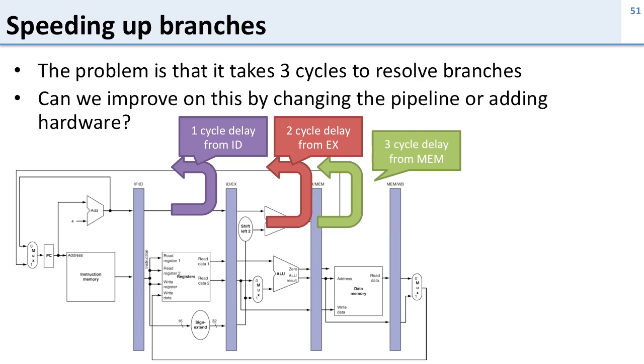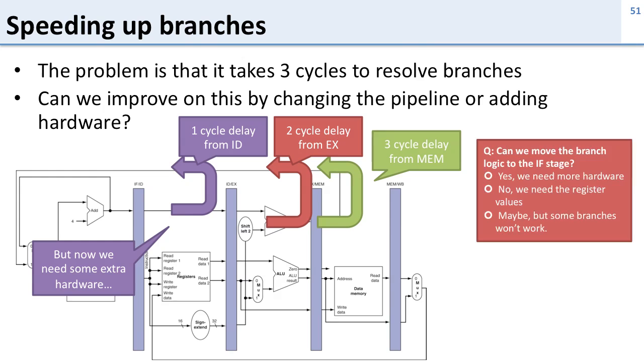But if we do this, we're going to have to complicate things. So we're going to need extra hardware here. If we're deciding the branch in the instruction decode stage, we can't use the ALUs in the execute stage. So we'll have to put more logic into the instruction decode stage.